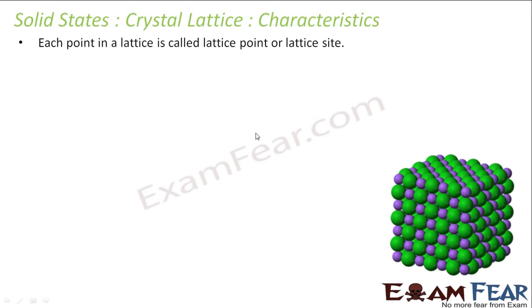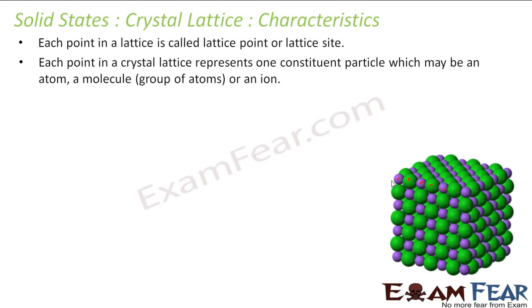Since the crystal lattice is critical to us, let's understand some of the characteristics of crystal lattice points. Each point in this crystal lattice is called a lattice point, or lattice site. You see, these are all lattice points, right? Each point in this crystal lattice represents one of the constituent particles. It may be an atom, molecule, or ion. For example, in this case, this is my Na+ ion and this is my Cl- ion. So each point is called a lattice point or lattice site, and each of these lattice sites is nothing but a constituent particle.